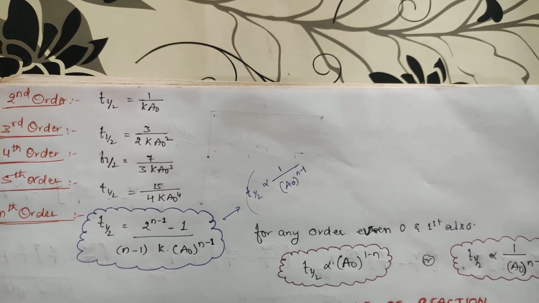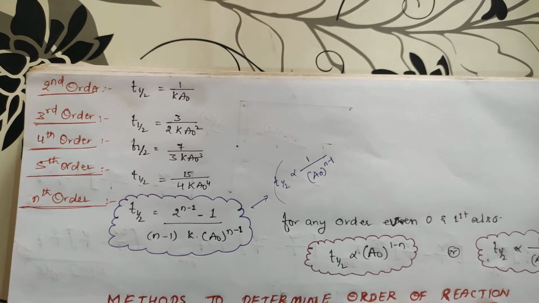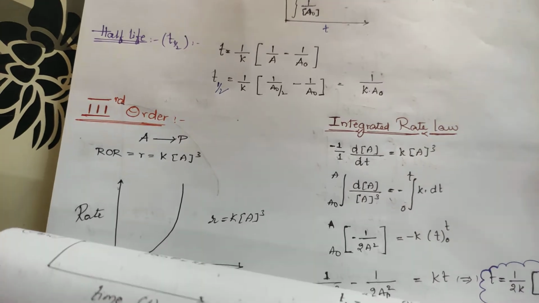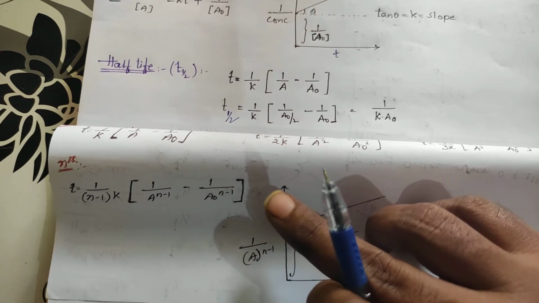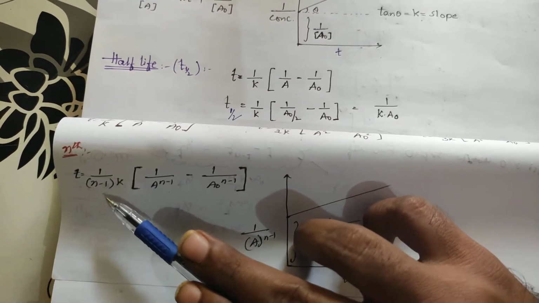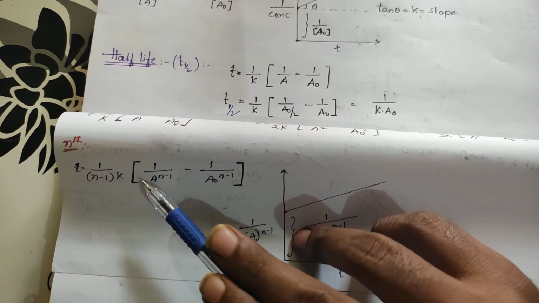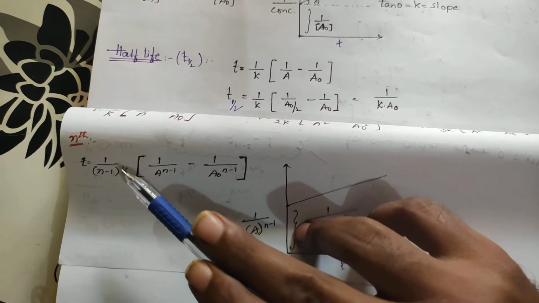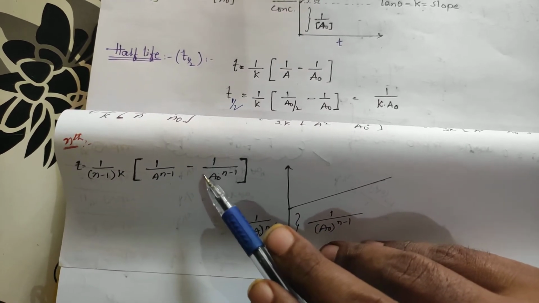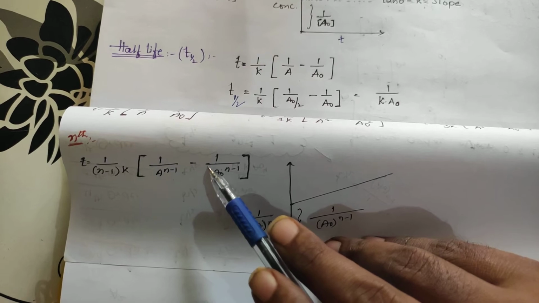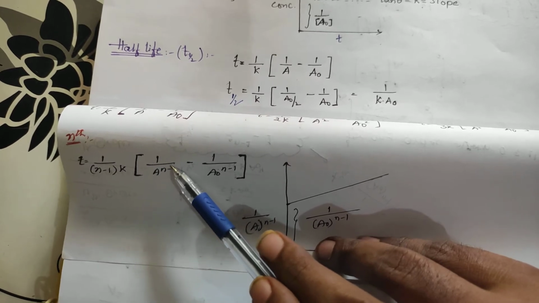So it is correct. This equation for t half is applicable for any order, even zero order or first order. But the integrated equation here, T is equal to 1 by n minus 1 into k, bracket 1 by a power n minus 1 minus 1 by a naught power n minus 1, is not applicable for all n. You can't take 0 and 1. From second order it is applicable. This integrated rate equation for nth order is applicable for everything except zero order and first order. Clear, students?